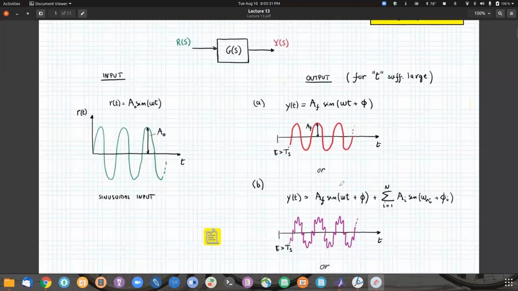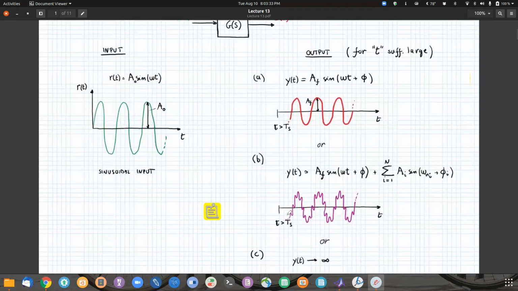Okay, so the second option that we have in terms of output is a combination, a superposition of different harmonic functions with different frequencies. One of them is the frequency of the input, and the other frequencies, which I've called omega i, are going to be the natural frequencies associated with poles that lie on the imaginary axis. So case B can only happen if our system has poles on the imaginary axis.